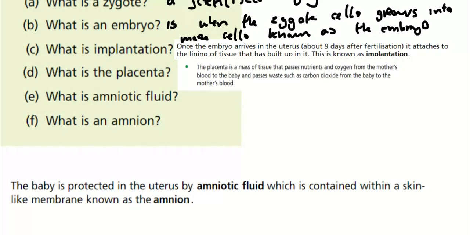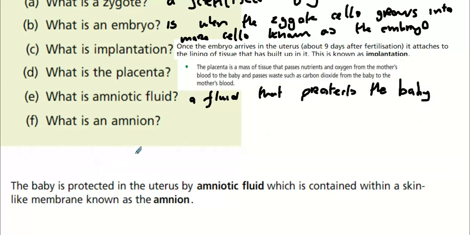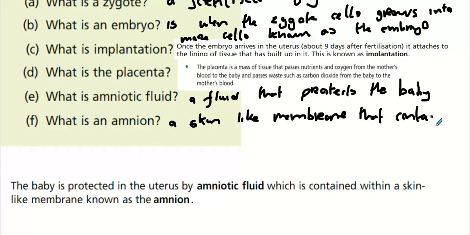So what is amniotic fluid? A fluid that protects the baby. And then what is an amnion? Well, it's a skin-like membrane that contains the amniotic fluid. Okay, that's it.